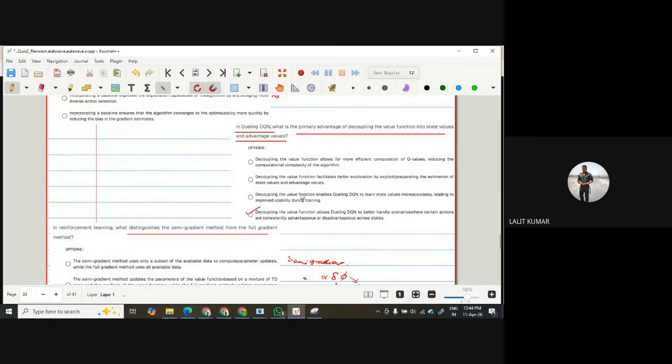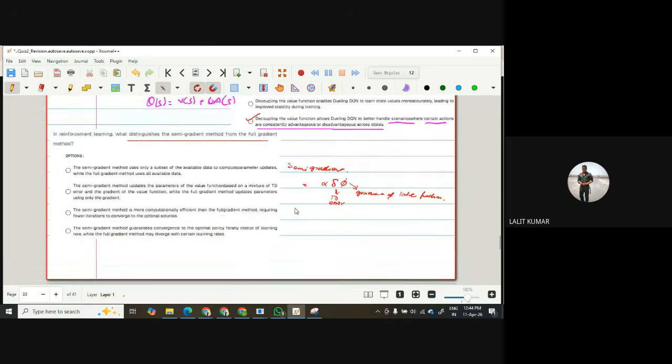In dueling DQN, what is the primary advantage of decoupling the value function into state value and advantage value? So we have got two networks, one gives me VS, another gives me AS, and then we aggregate that to get QS is equal to VS plus AS. So what it does, it decouples the value function, allows dueling DQN to better handle scenarios where certain actions are consistently advantageous or disadvantageous across states, directly from slides.